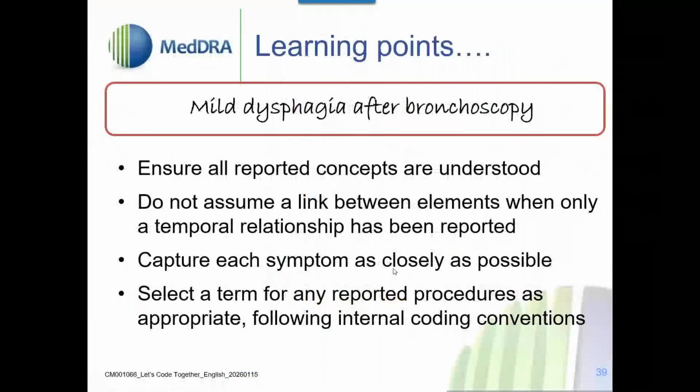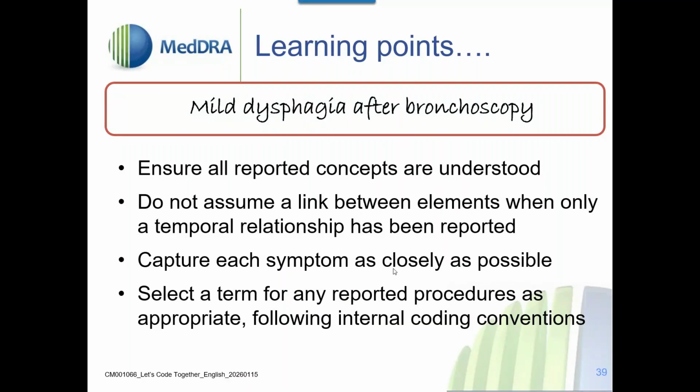So what have we decided? We would ensure that all the reported concepts are fully understood, and that's why I go to Dorland's. Do not assume a link between the elements when only a temporal relationship has been reported. And this example, Carol Ann and I had a discussion before the session because my feeling was that the fact they've told us it's after the bronchoscopy would link it to the procedure, that it would be a procedural complication. But Carol Ann pointed out to me that we shouldn't assume a causative relationship when we're just told that one thing happens after the other.